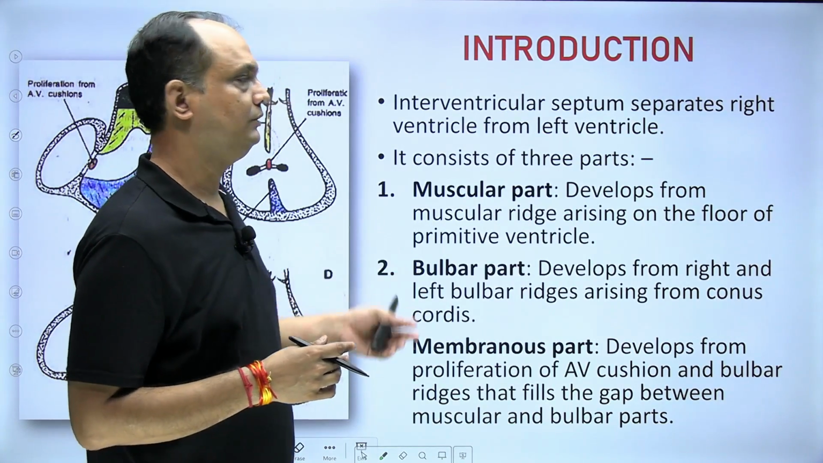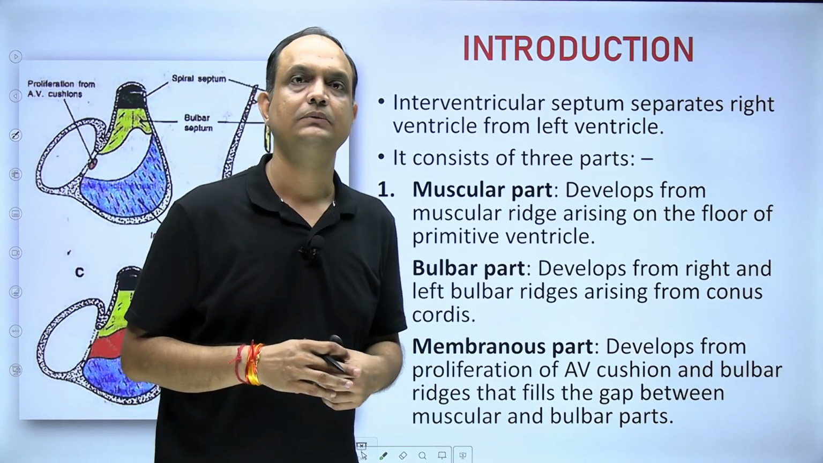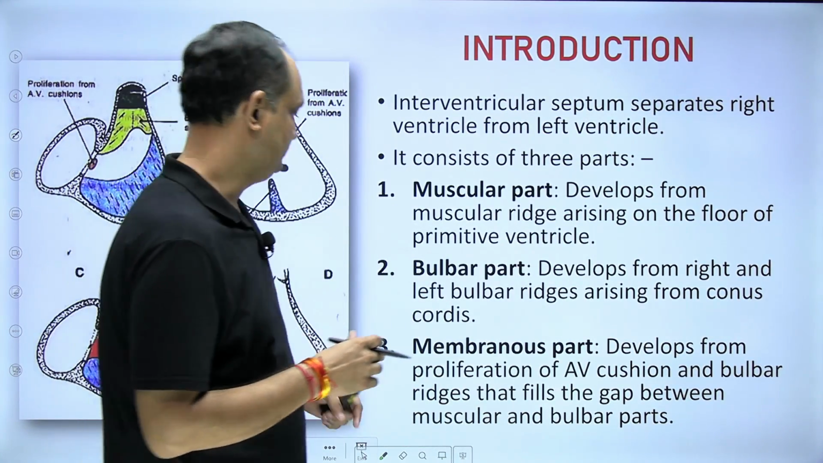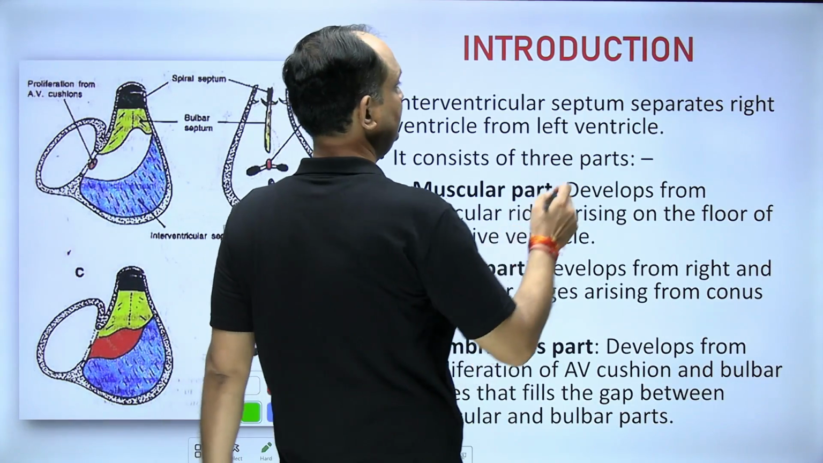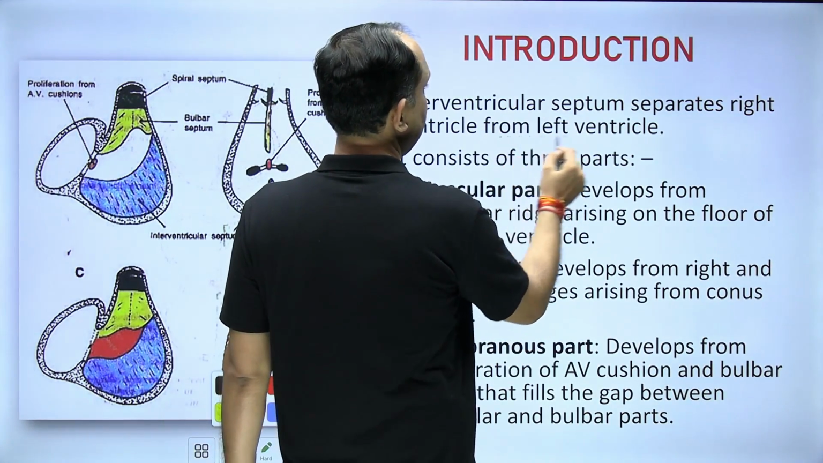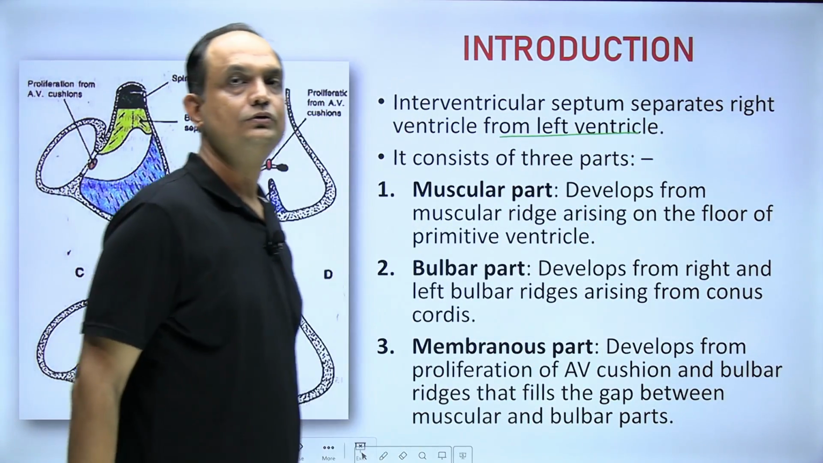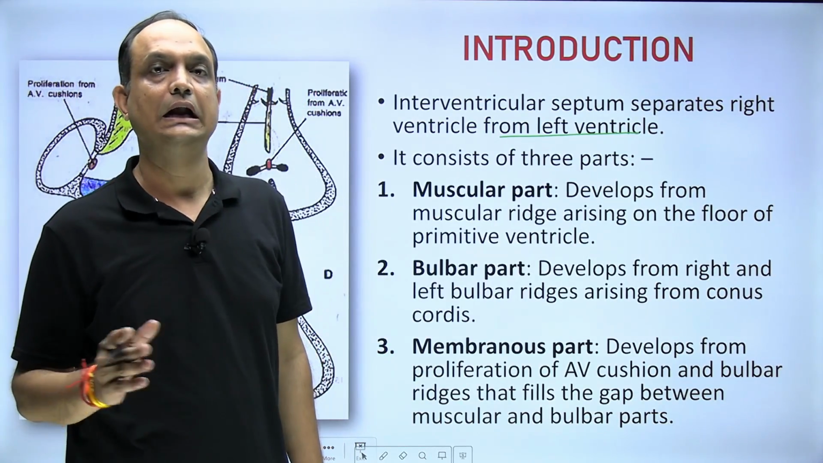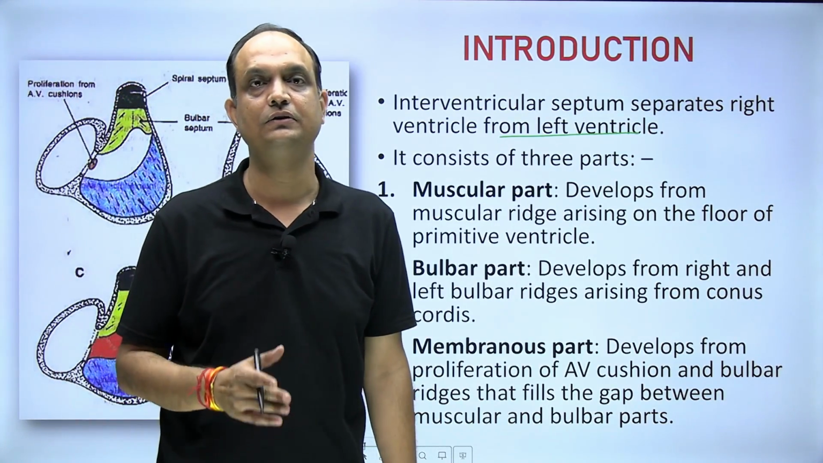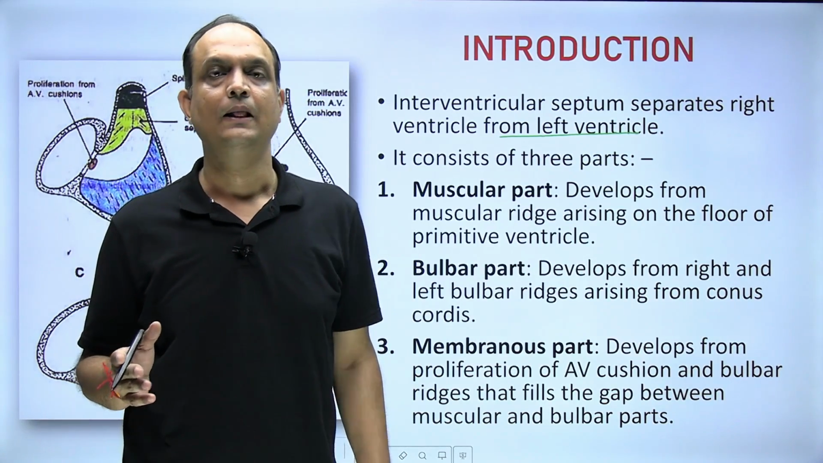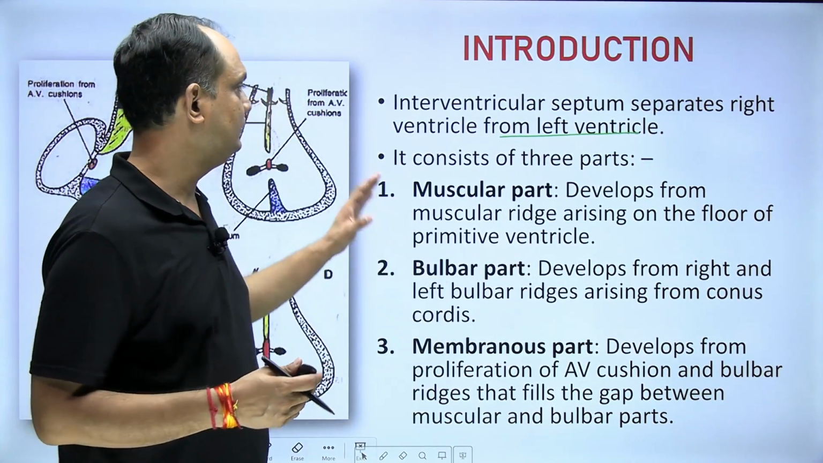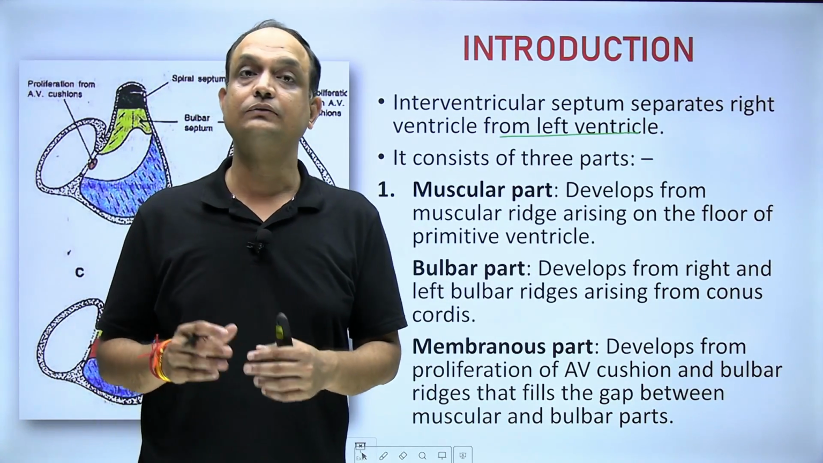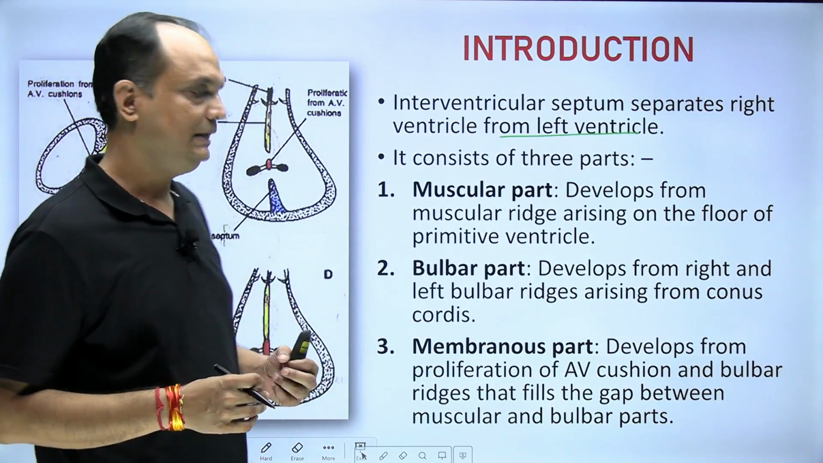Now when we see the formation of the interventricular septum, it is a septum which divides your primitive ventricle into the right and left ventricle. Clear? So whenever you are talking about the formation of interventricular septum, we are actually talking about the separation of right and left ventricle.